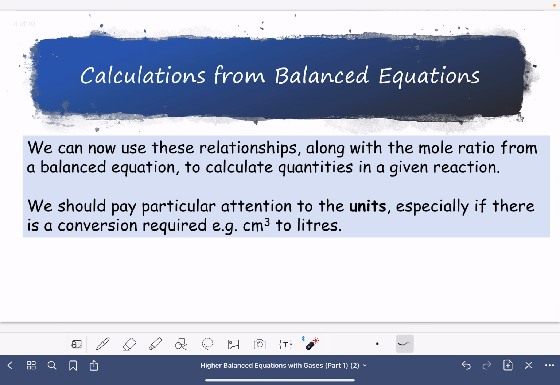Okay, so we can now use these relationships along with the mole ratio from a balanced equation to calculate quantities in a given reaction. We should pay particular attention to the units, especially if there is a conversion required. For example, centimetre cubed to litres. We might be given a volume in centimetres cubed and we would need to convert it to litres before we manipulate it in an equation. Okay, so that's the theory.